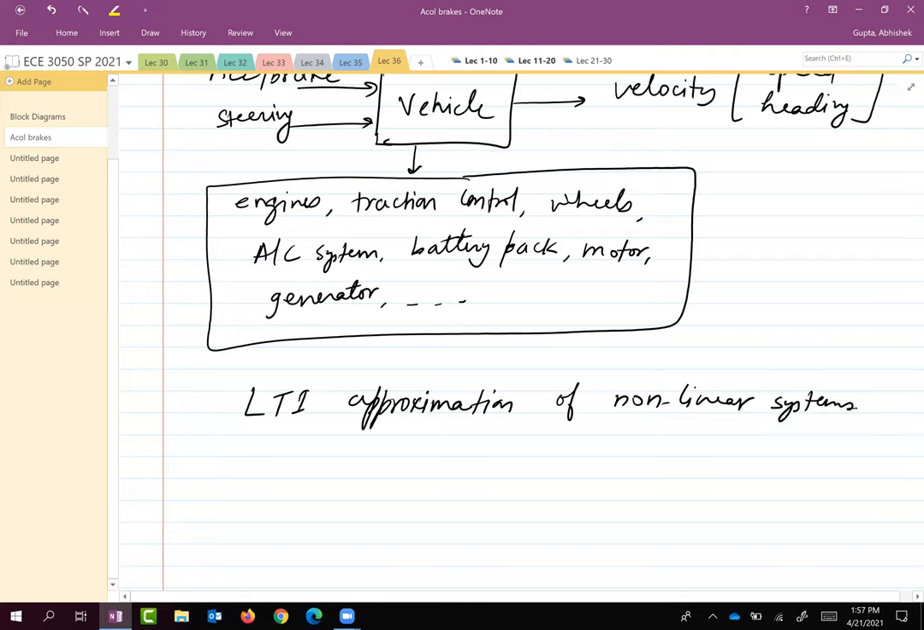Okay, so we'll be given a system in the real world. It'll be a highly nonlinear system, but it will be working under some operating condition. What we will do is we'll linearize that system around that operating condition. And that gives me an LTI approximation of that system.